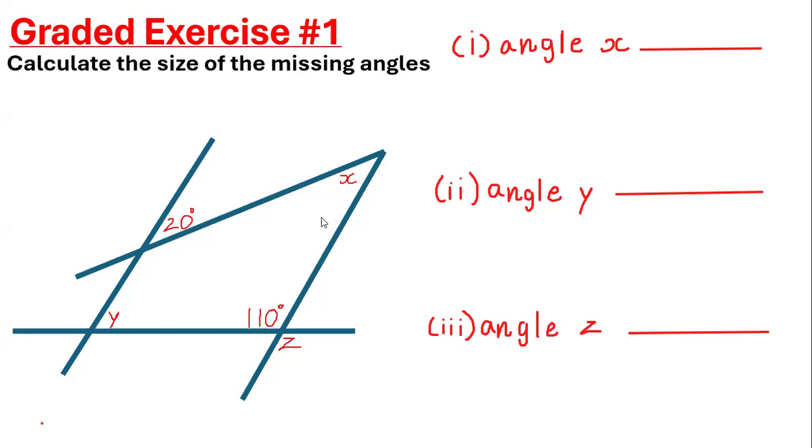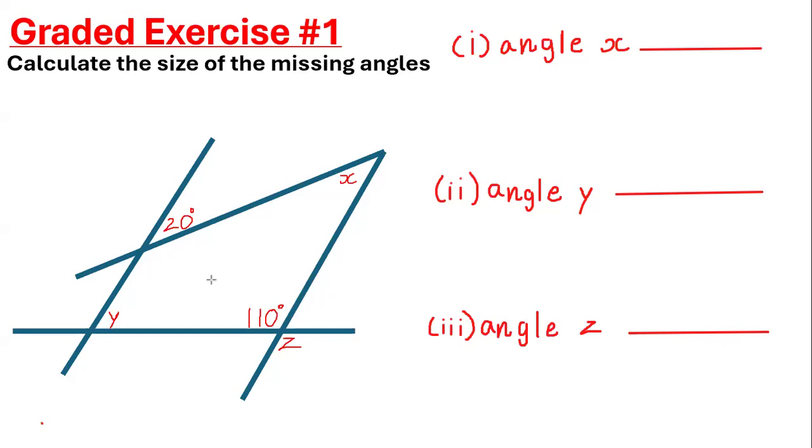Bad, terrible. All right, so we have angle X, Y, and Z. Let's start off with angle X. What do you have for angle X? For angle X, I got 30 degrees.